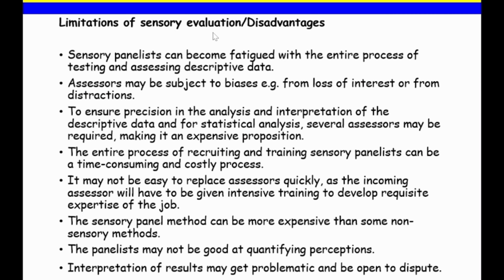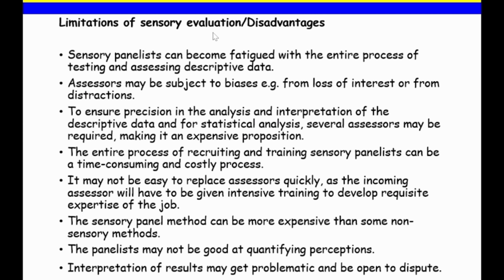So although it sounds like an easy analysis, it depends on how many assessors are required in that particular test. As I've said, there are objective and subjective tests, and an objective test requires trained panelists. That means you need to pay them more as they are trained and qualified in order for you to get reliable results, and that can make sensory evaluation more expensive. The entire process of recruiting and training sensory panelists can be a time-consuming and costly process. It may not be easy to replace assessors quickly, as the incoming assessor will have to be given intensive training to develop the requisite expertise for the job.